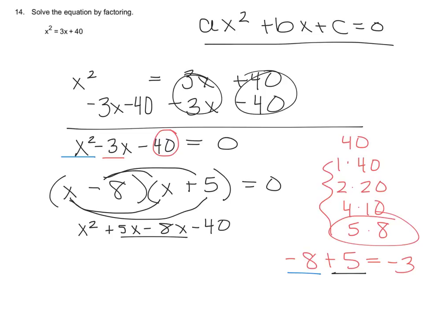When I combine the middle terms, I get x squared minus 3x minus 40, which is the original equation that I factored. So I know that these factors, x minus 8 times x plus 5, are correct.